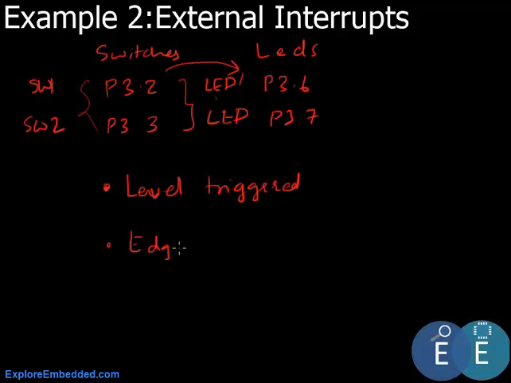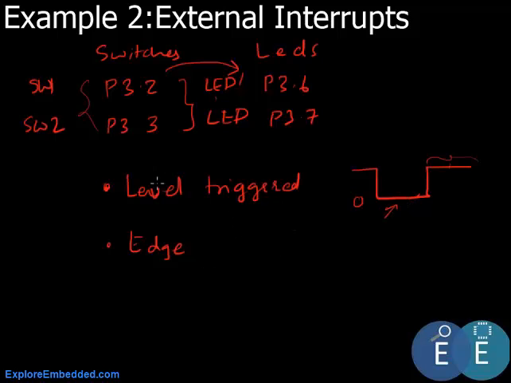What we mean by level triggered is, say for port 3.2, if there is a low level or a low signal on this pin, if this is 0, then an interrupt is generated. On the 8051 there is only low level triggered interrupt, so there is no high level triggered interrupt. There is no interrupt if the transition occurs from 0 to 1. So there is only low level triggered interrupt.